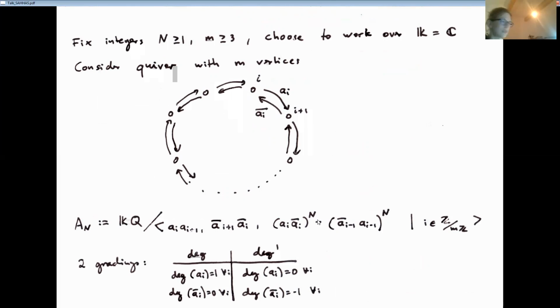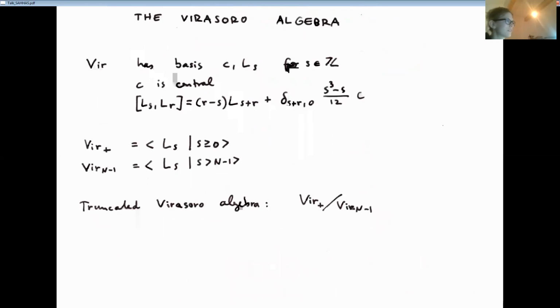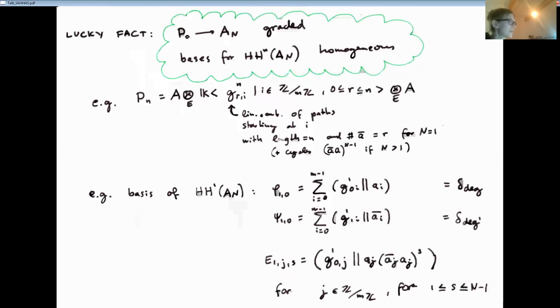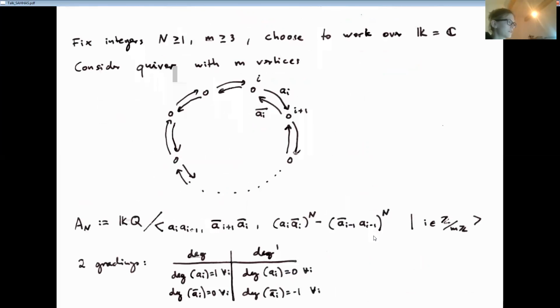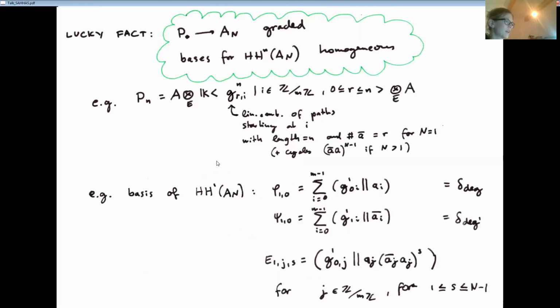Oops, I'm very sorry, I have to go everything backwards now. Okay. So this makes a lot of sense, and everything that is described in terms of nice monomials inside our algebra has good chances of being graded. So let me go quite slowly now through the notation that was introduced by Snashe and Taipei.